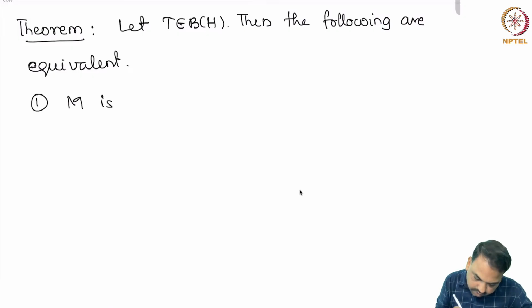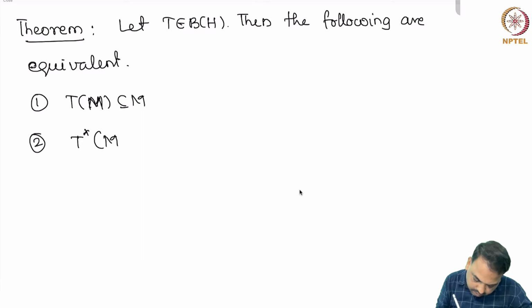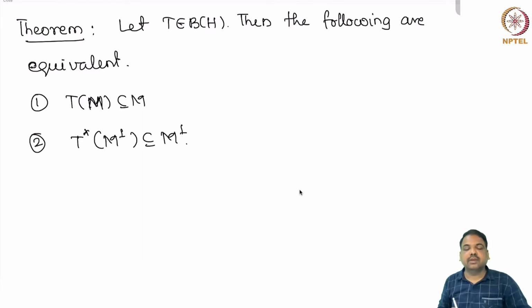M is invariant under T. Here M is a closed subspace. That is equivalent to the fact that T star of M perp is invariant under T star, that is, T star of M perp is contained in M perp.